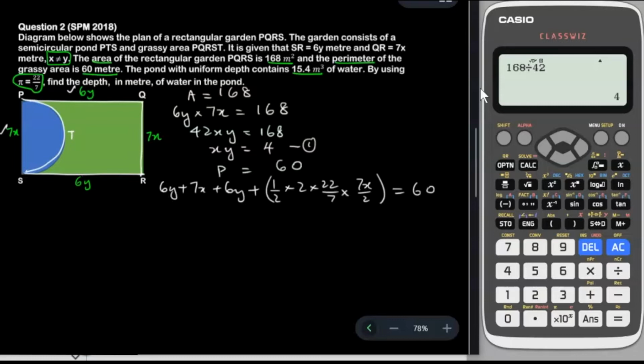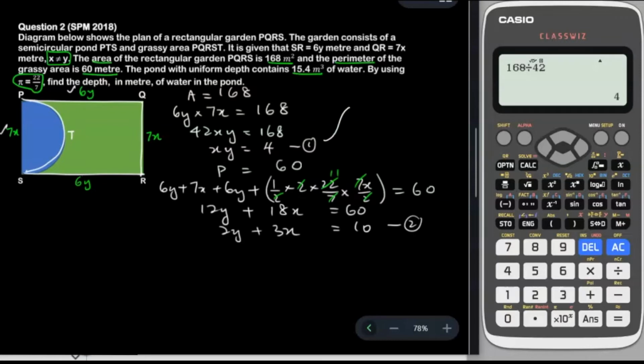Okay, so let's solve this. See what we can cancel here. So we can cancel this 2 and 2. And then this 2 and 22 become 11 here. 7 and 7 can be cancelled. Now we group them up according to the like terms. So 6y plus 6y is 12y. Then plus 7x plus, inside the bracket is 11x, so it will be 18x. That equals 60. So all the terms can be divided by 6, so it will be 2y plus 3x, then this one divided by 6 is 10. So we got this one, and this one I label as equation 2.